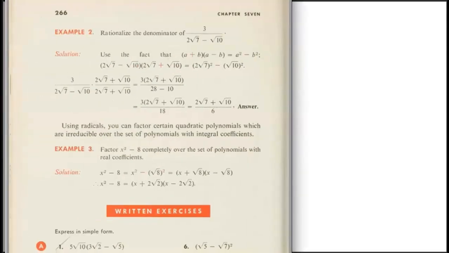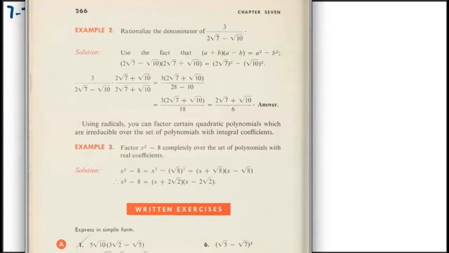Okay, top of the next page, maybe 266, maybe 272, depending on which textbook you have. Okay, so here it says rationalize the denominator of 3 over 2 times square root 7 minus square root 10. Rationalize. That means to remove radicals from the basement, okay? So generally speaking, we don't like radicals, and we particularly don't like radicals in the basement, okay?